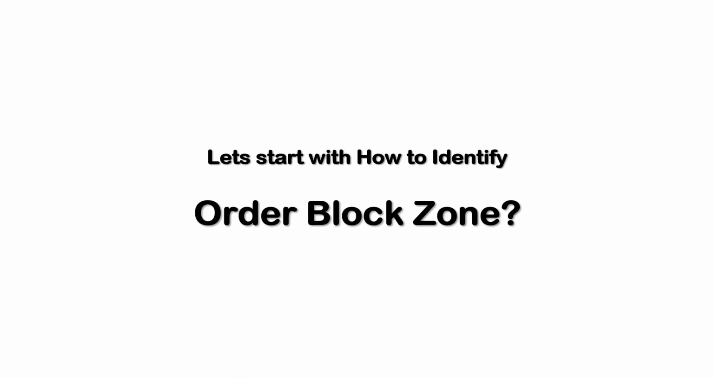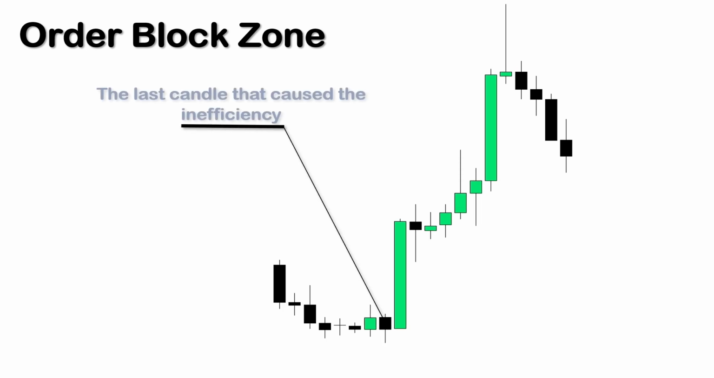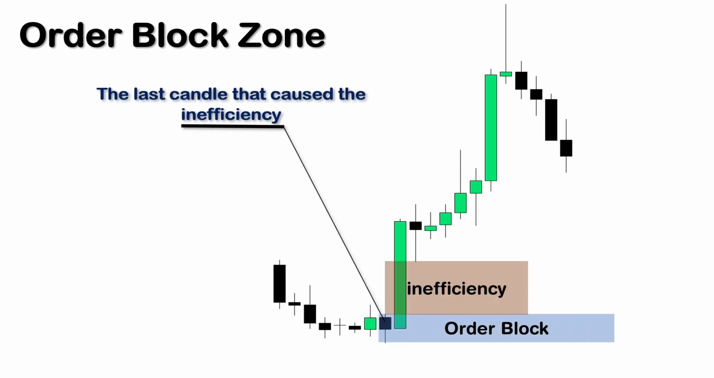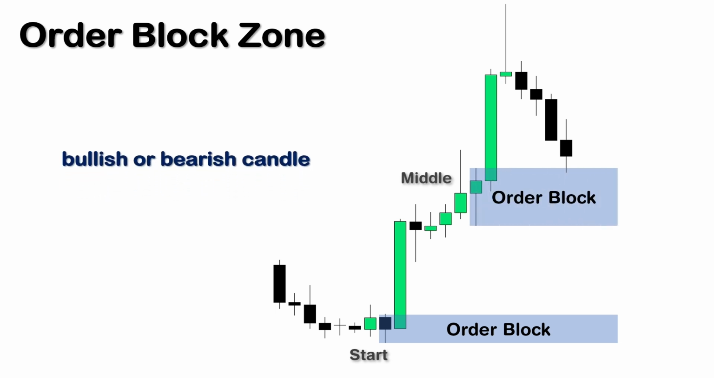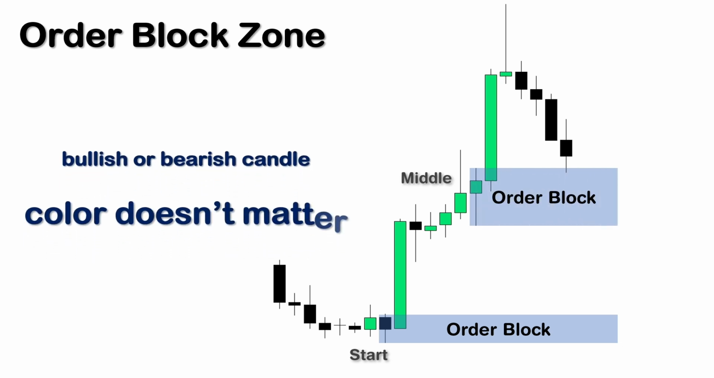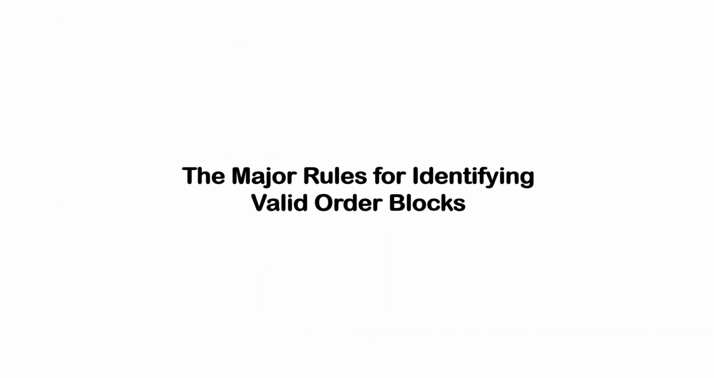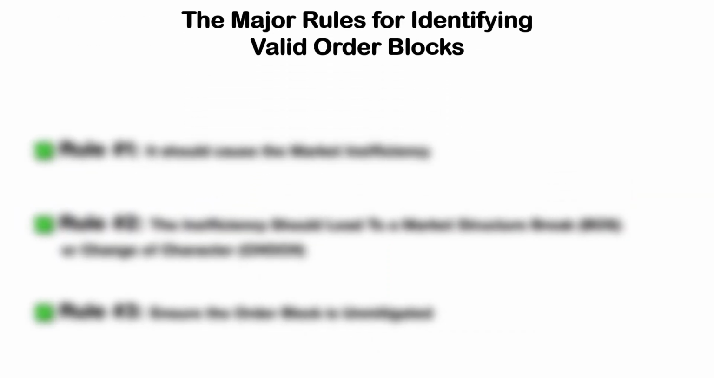Let's start with how to identify the order block zone. To accurately mark an order block, we focus on the last candlestick that caused market inefficiency. This is where significant buying or selling decisions were made. Order blocks can appear at the beginning or in the middle of an impulsive move. They can take the form of a bullish or bearish candle. Color doesn't matter. There are 3 major rules for identifying valid order blocks.